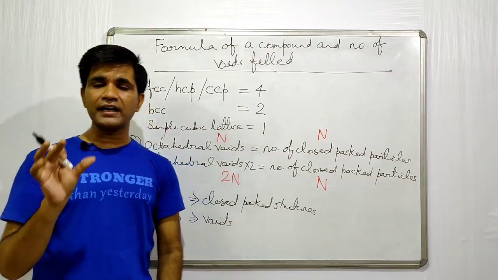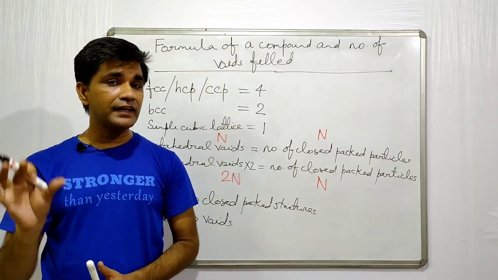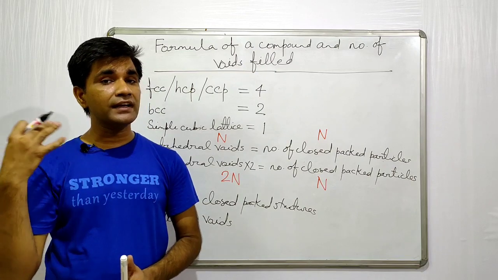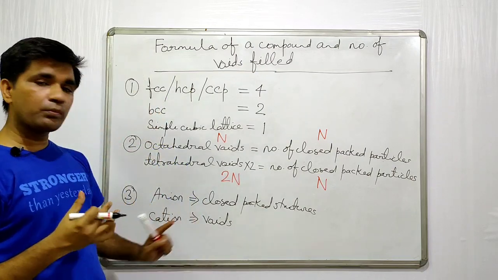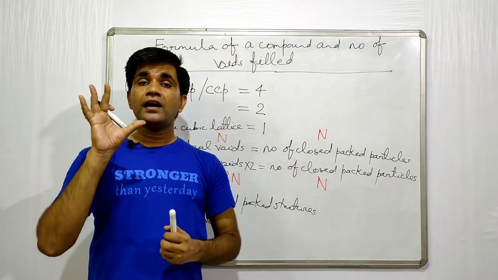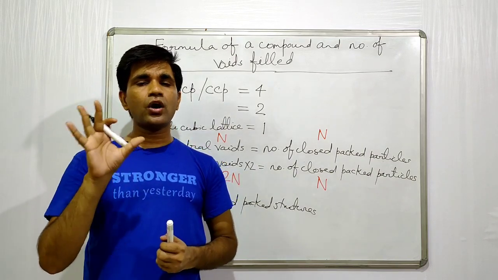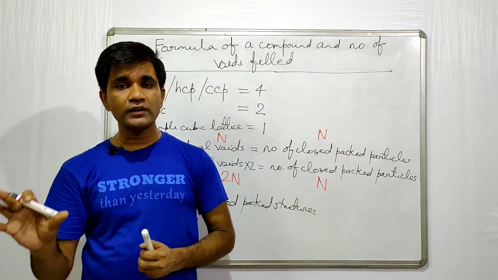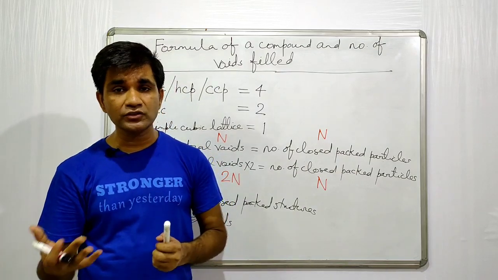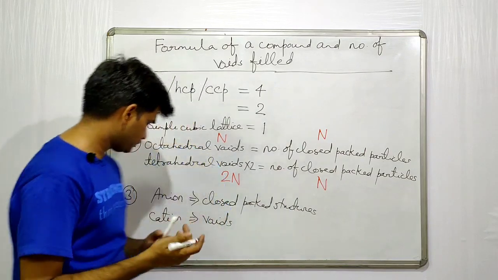If the size of the cation is very small, then it will occupy the tetrahedral void. If it is comparatively larger in size, then it will occupy the octahedral voids. The fourth important point is that it is not compulsory that all the tetrahedral and octahedral voids will be occupied. Some tetrahedral or octahedral voids may remain vacant also.